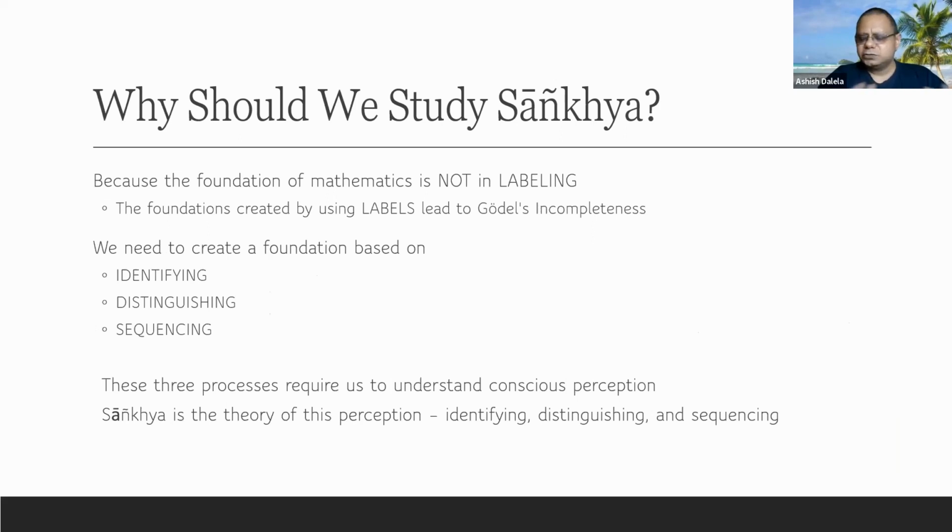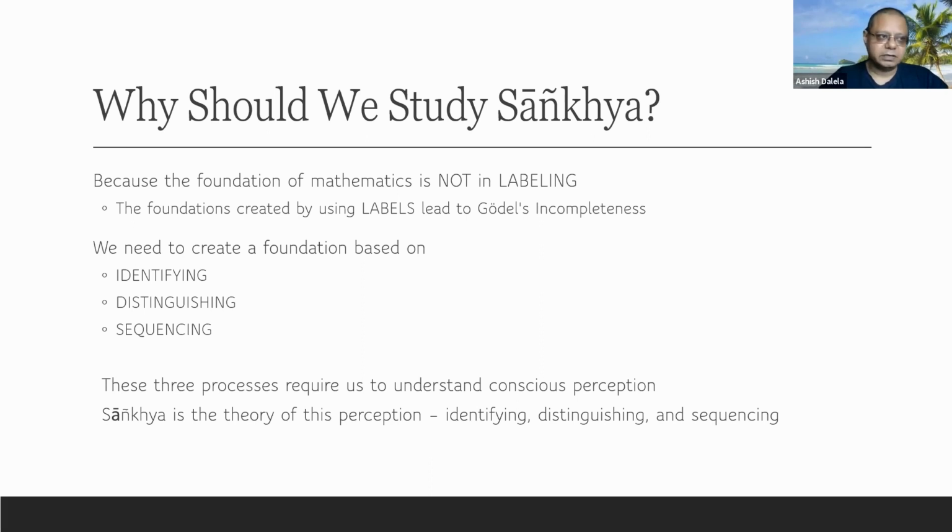So why should we study Sankhya? And this question of why is very important. What Sankhya is, how can we understand it? These are secondary questions. The first question is, why should I do it? Right? What's the problem? And the problem is that the foundation of mathematics is not in labeling. Mathematics is trying to create a foundation that's based on labels, but that foundation leads to Gödel's incompleteness.